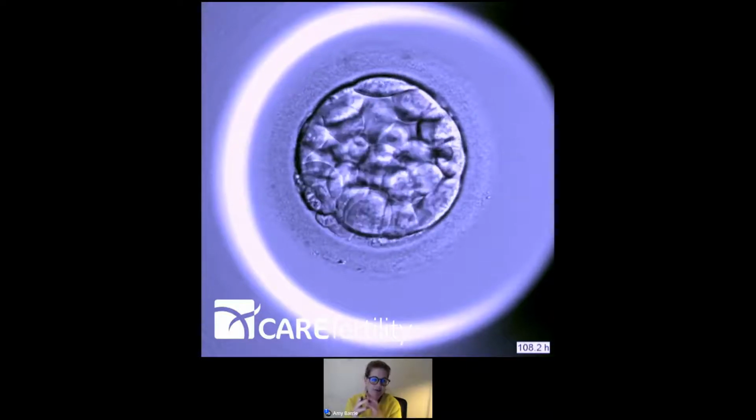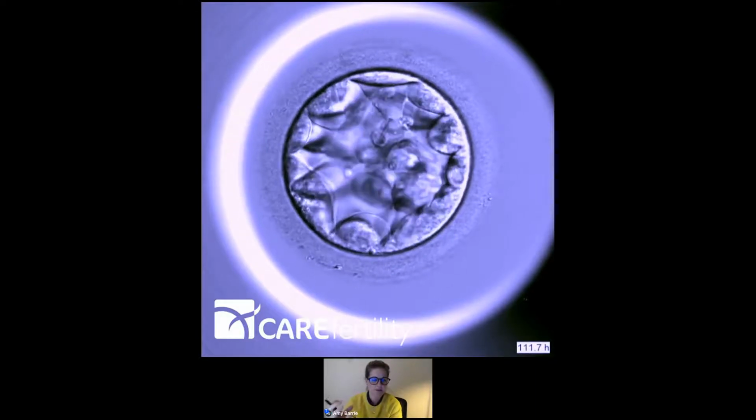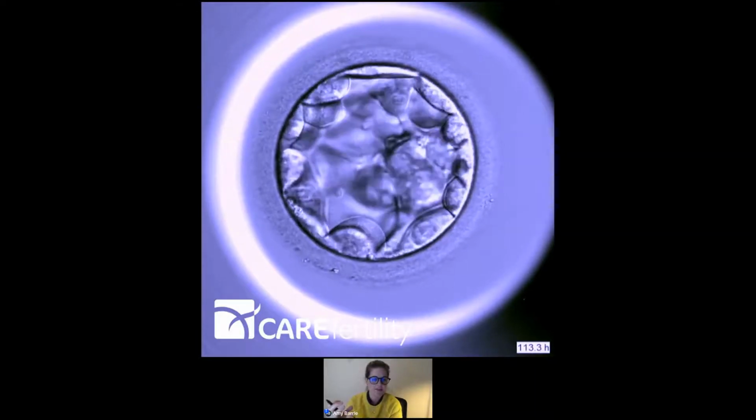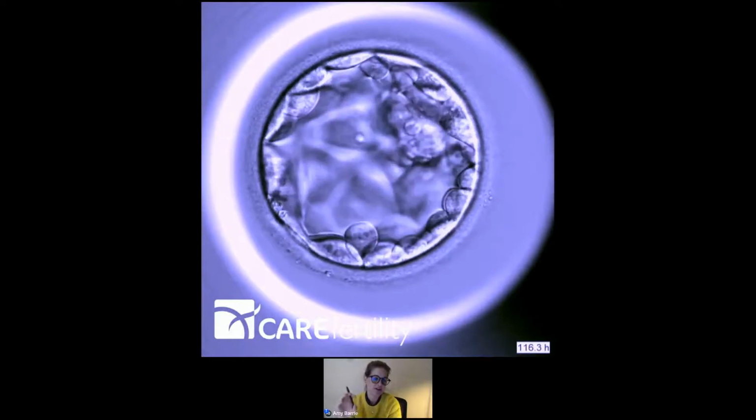So you can see that the embryo is starting to grow, and we can see that there's a mass of cells forming at around 4 o'clock. That's what we would call the inner cell mass. It's moving to 3 o'clock, 2 o'clock, ending about 2 o'clock. And that inner cell mass is the part that eventually becomes the baby.